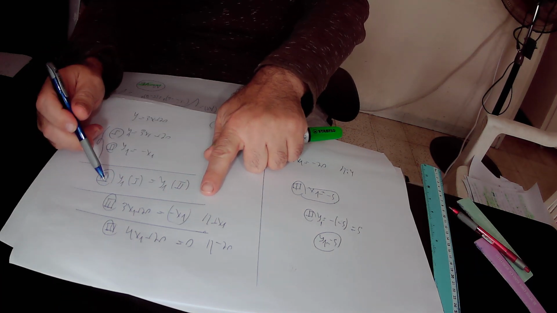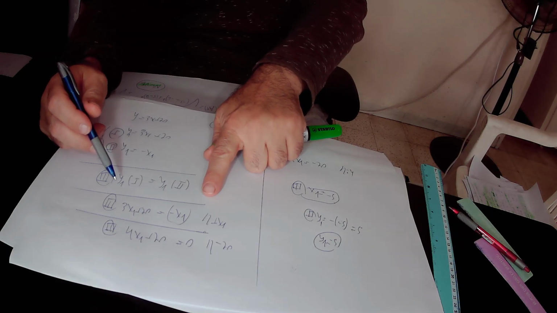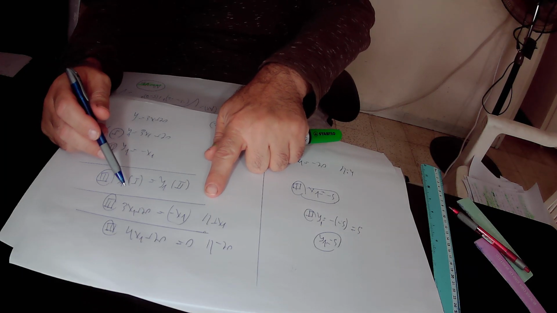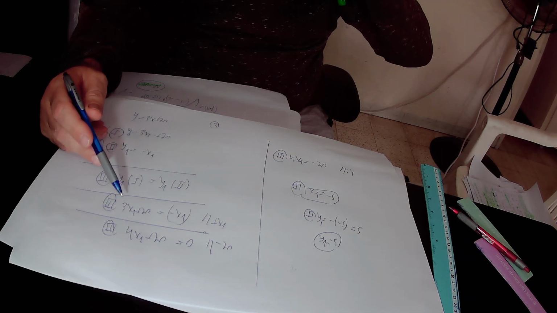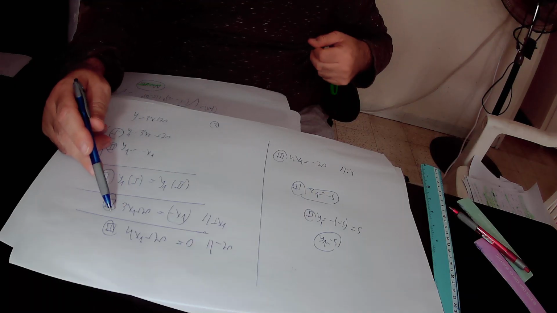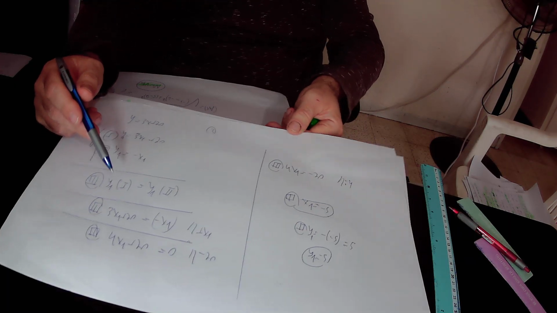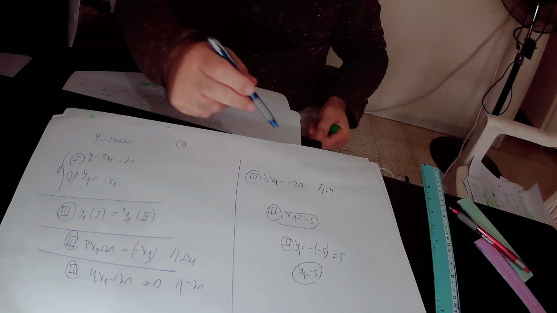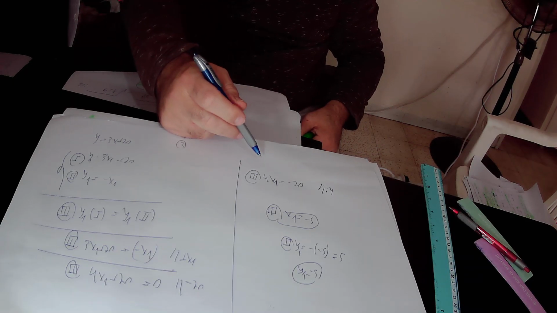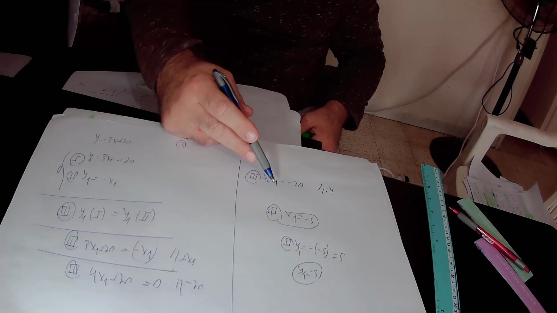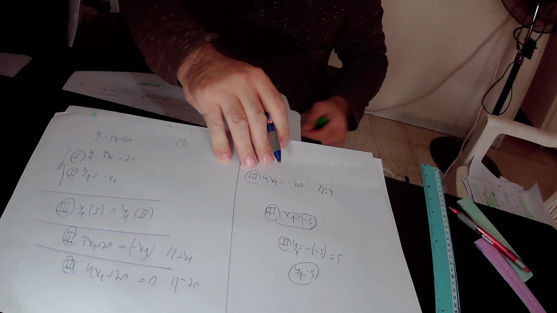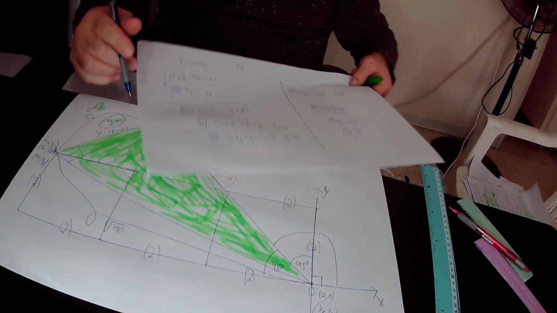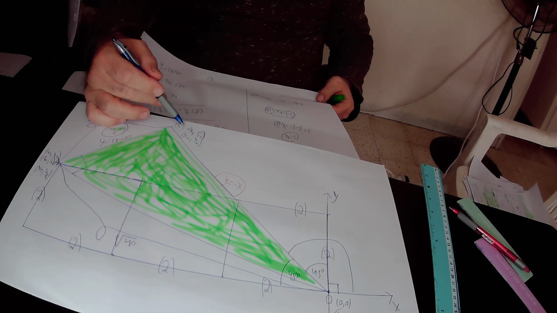Here we added x1 to this equation, equation 3, and we found out that 3x1 plus x1 is 4x1 plus 20 equals 0. Here we subtracted 20 from this equation, and we found out that 4x1 equals minus 20. Here we divided this equation by 4, and we found out that x1 equals minus 5. So the coordinate x of this point B is minus 5.